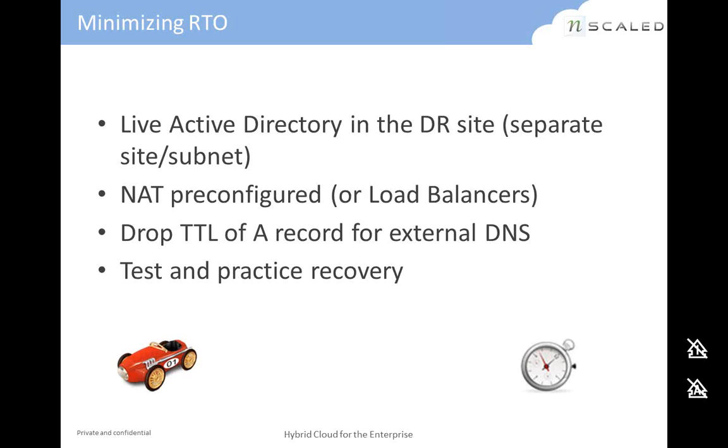Another key is to drop the TTL of your A record for external DNS. TTL is the time to live for a record in DNS. The idea here is that if you have, say, a 5-minute TTL, the default is usually somewhere around a day, that means that caching DNS servers on the internet won't keep that record in their cache longer than about 5 minutes. Now, some DNS servers don't follow that rule, but that's okay. As a general rule of thumb, this works very well.